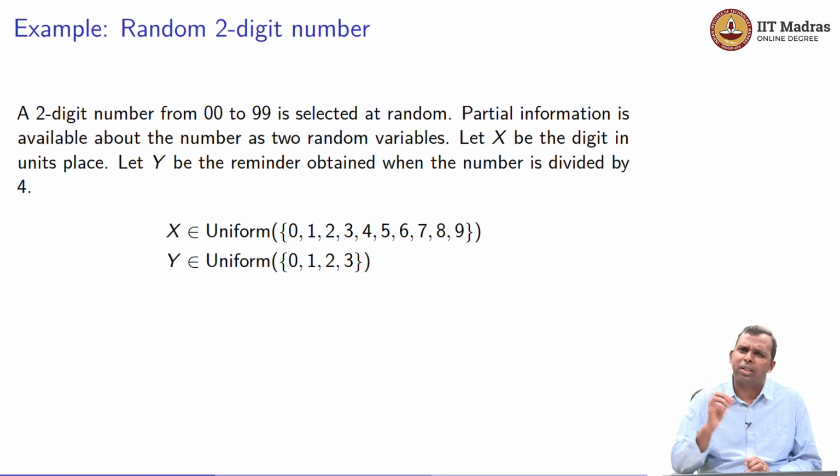Okay, so let's move on to something slightly more complicated, maybe a little more confusing. This is like a lottery. You have a 2-digit lottery. We've seen this in one such problem before, but let's revisit it. You select a 2-digit number, 00 to 99, uniformly at random. So this is what you selected.